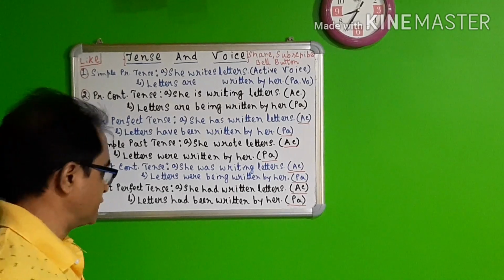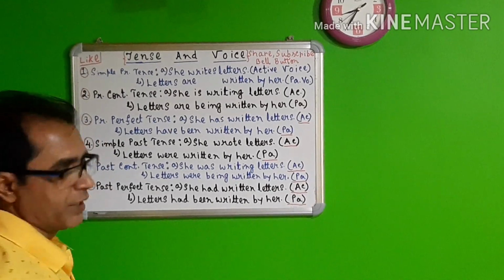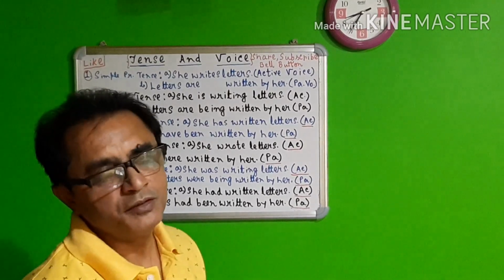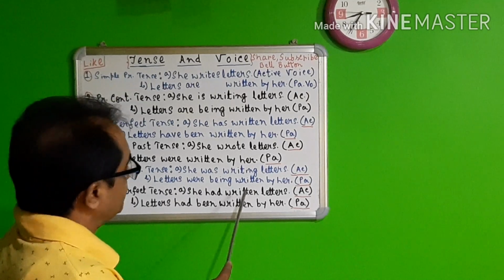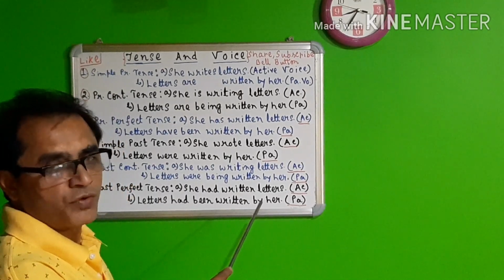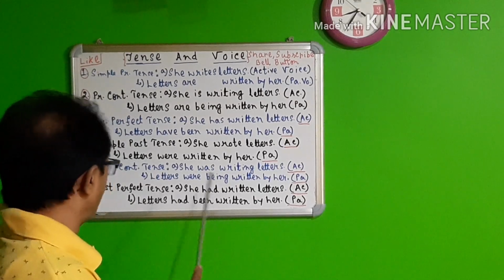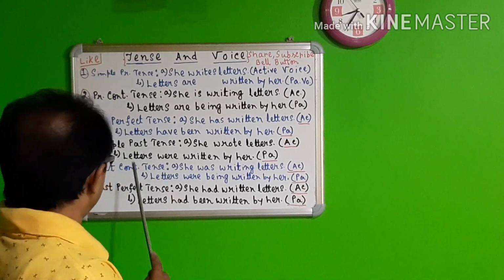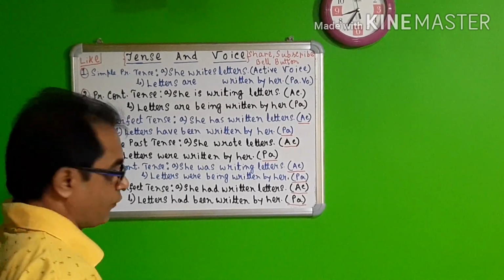She had written letters. In passive voice, letters had been written by her. Here also you will find that in active voice, verb third, that means past participle form of the verb, and in passive voice again, verb third, past participle form of the verb. So here I have described 6 tenses and their passive form.